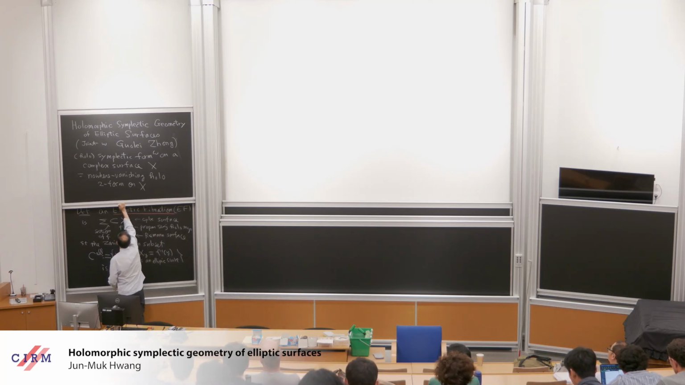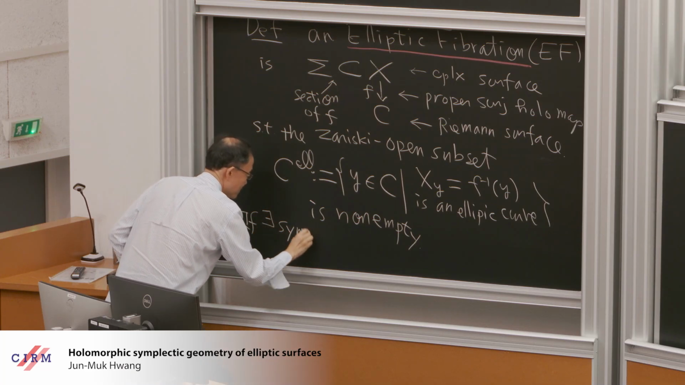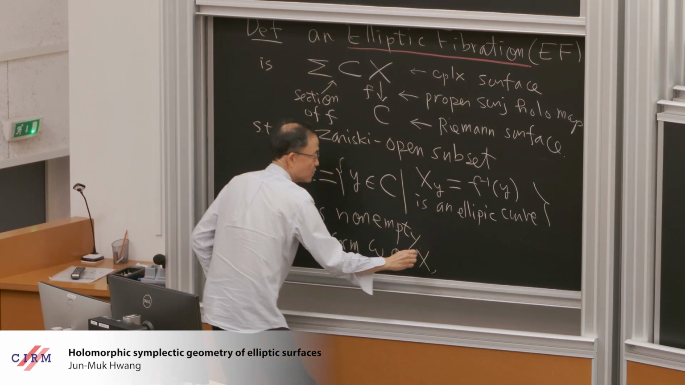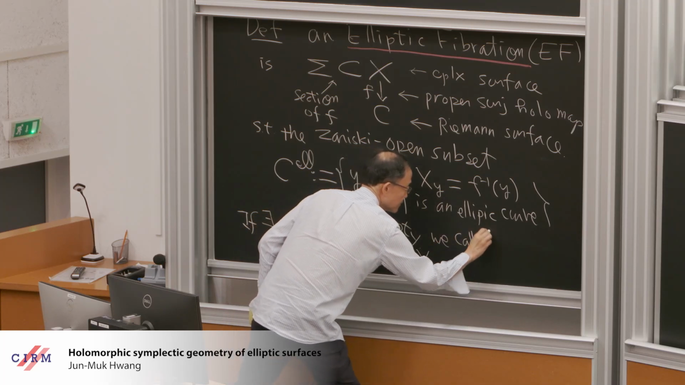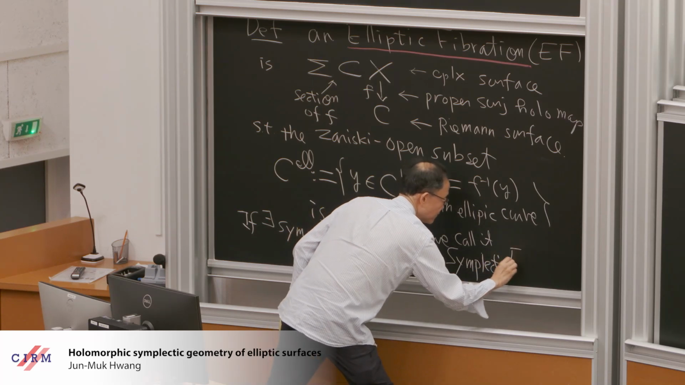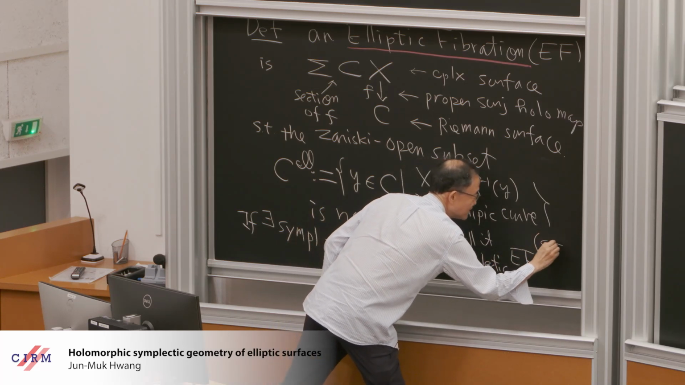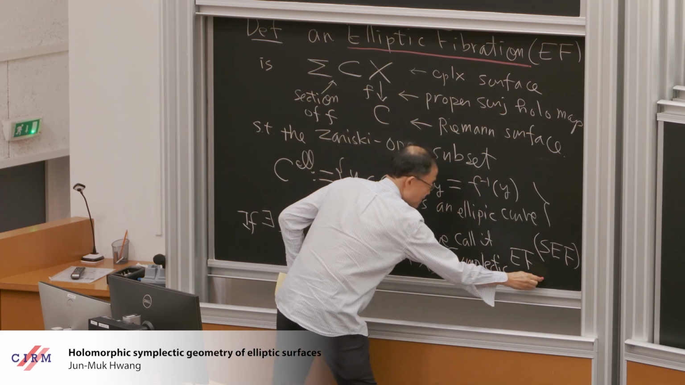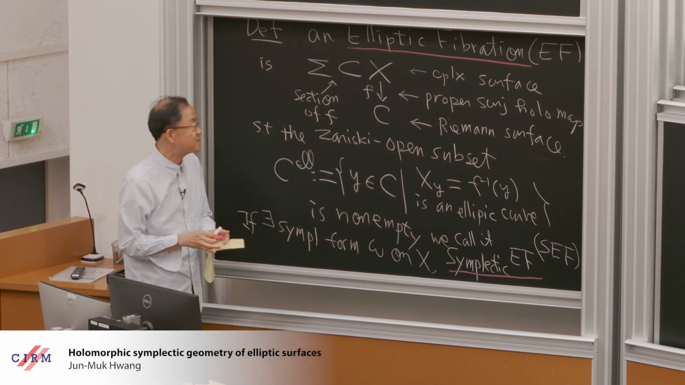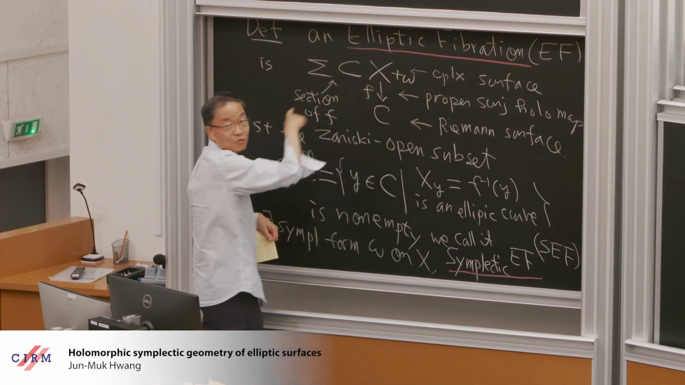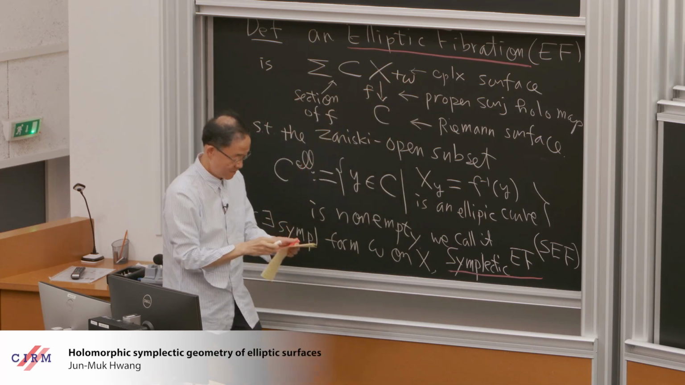So that's what I mean by elliptic fibration. And if there's a symplectic form omega on X, we call it a symplectic elliptic fibration, and we abbreviate it by SEF. So that is the terminology. A symplectic elliptic fibration just means an elliptic fibration with an additional two-form, a symplectic form here.